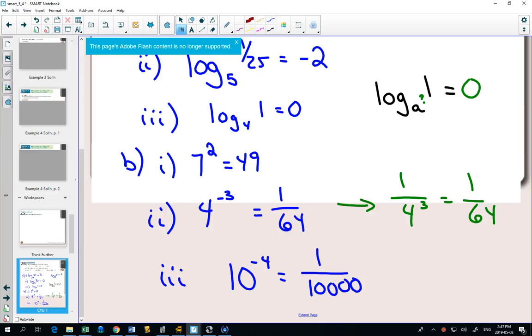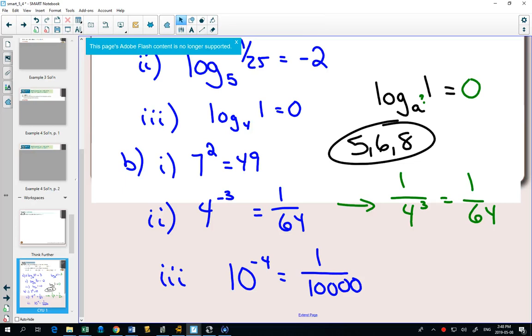Okay, so practice. This is important right now. Be intense in a little bit. Really practice these questions 5, 6, and 8. Get yourself used to the definition of a logarithm.